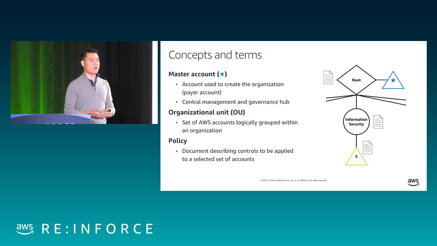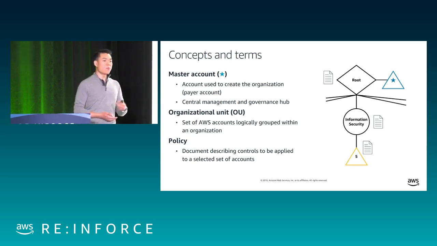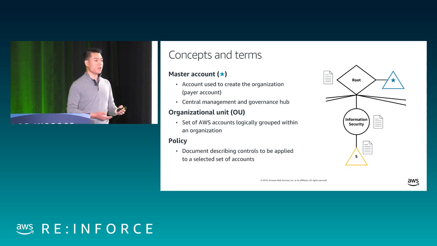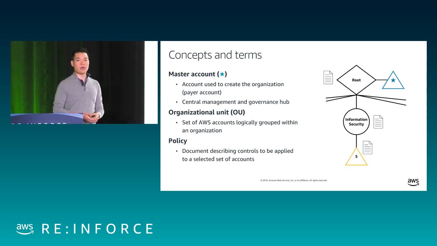And your AWS account can only sit in one organization at a time. We have the concept of a master account here, denoted by the blue star, which is the account that you use to create your AWS organization, and also serves as that central consolidated payer that pays for all of the accounts inside of your organization. And you use it as a central management and governance hub where you do all of your management activities for the entire organization.